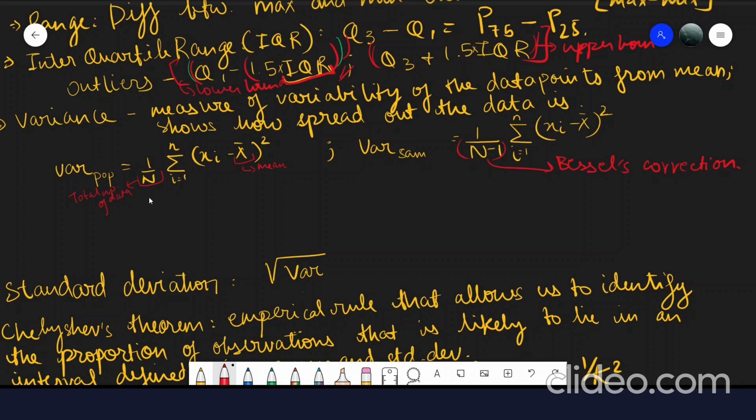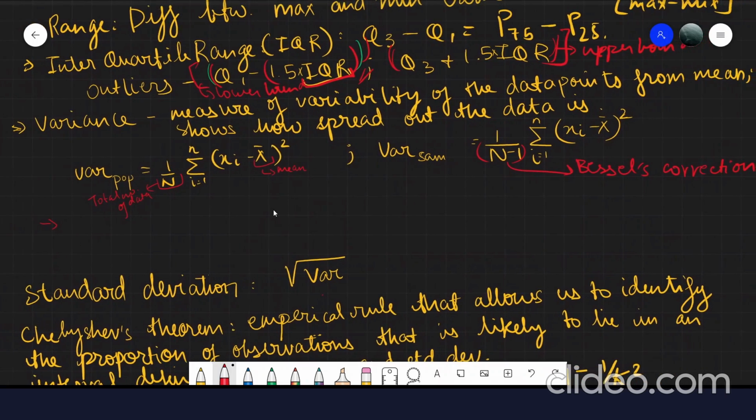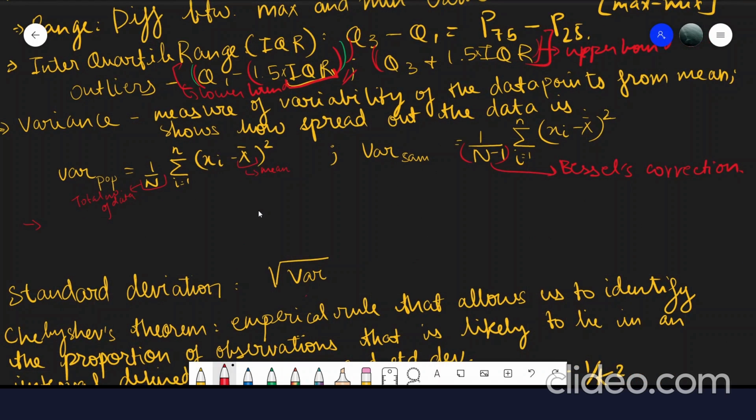Right, now why is it done so? There are two arguments to why it's done so. The first one is that Bessel found out that when you try to estimate a parameter like a variance from a sample, you tend to underestimate the variance, all right? So you tend to underestimate the variance.